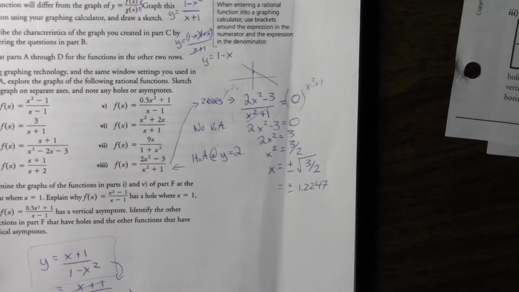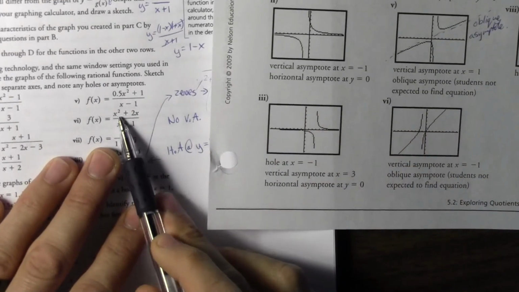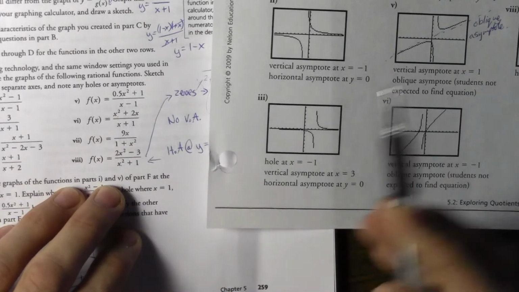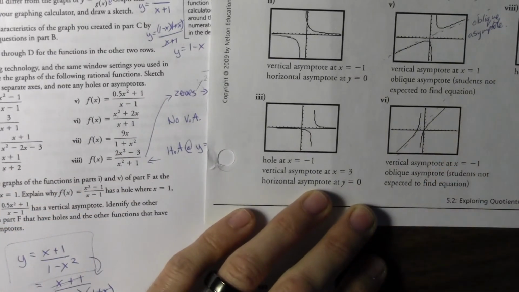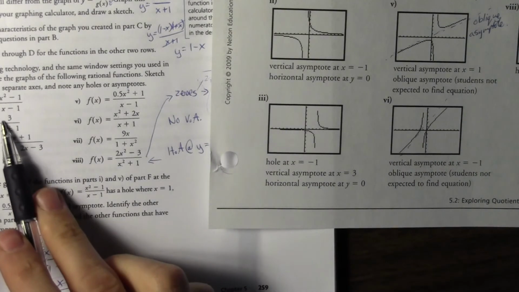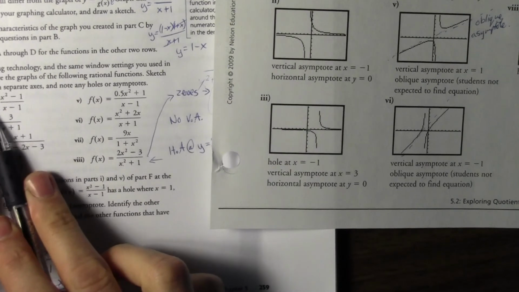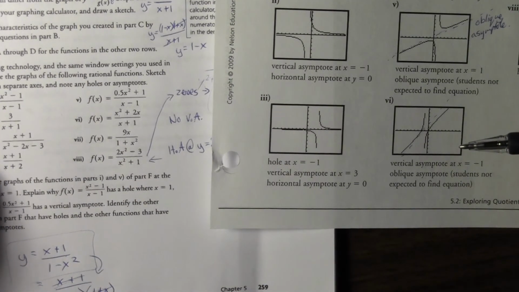Okay, so same thing in VI. Again, we have the numerator being 1 degree higher than the denominator, and we get an oblique asymptote, which is here. Okay, so let's look through the other ones. We have numerator is 1 degree higher than the denominator in I.